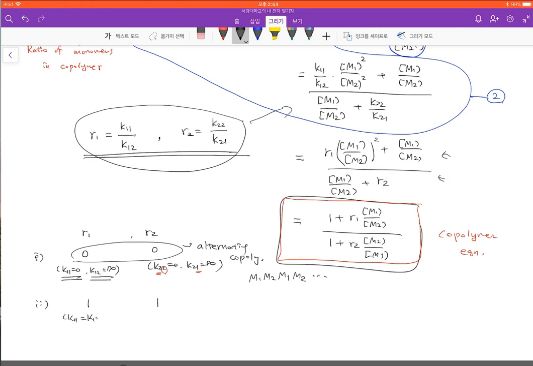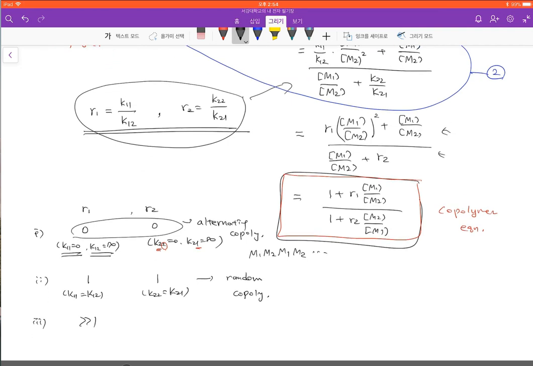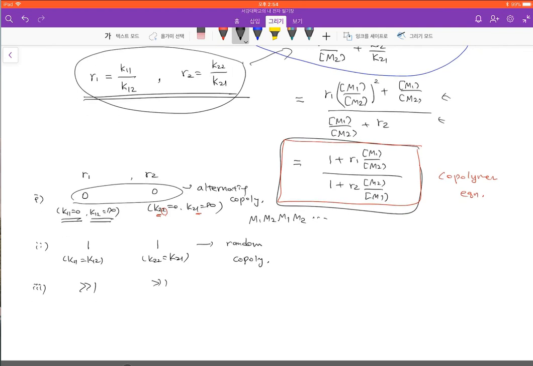In another case, if R1 is 1 and R2 is 1, what would happen? In this case, K11 is equal to K12, and K22 is equal to K21. The relative reactivity ratios of monomer 1 and monomer 2 are basically the same. Then we would have a random copolymer. Basically, the copolymer composition will be the same as the monomer composition.